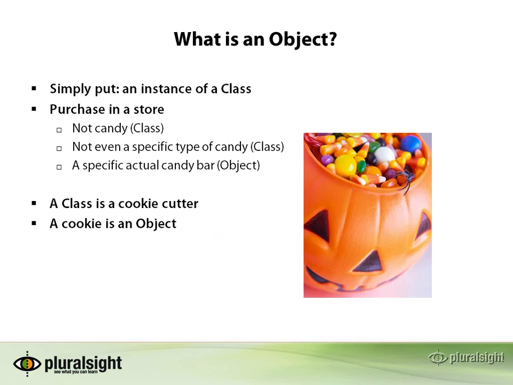So now that we've talked about what a class is, let's define an object kind of in terms of a class. So what is an object? The simple definition is it is an instance of a class. And what I mean by an instance is if a class is a blueprint, an object is a house. It's a thing that you build with the blueprint. If a class is a cookie cutter, an object is the cookie.